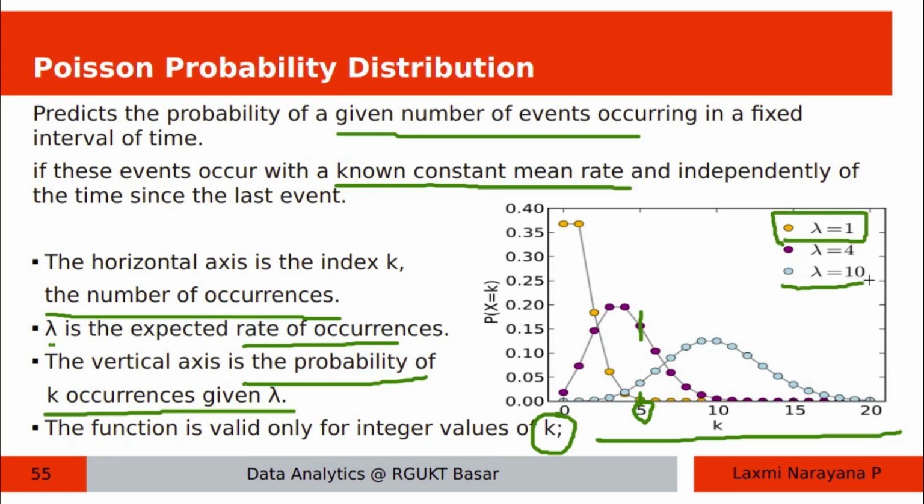If the frequency of occurrence of the event is lambda equal to 10, then the probability of getting 10 accidents will be high because the frequency is 10. The probability of getting one accident or two accidents will be very low, and the same goes for larger values. The probability of getting 20 accidents within a month is also very unlikely.